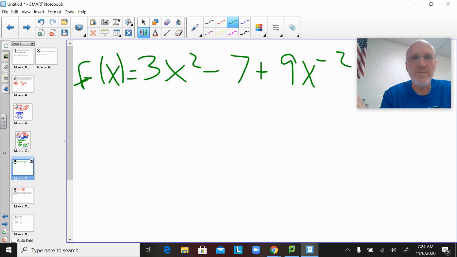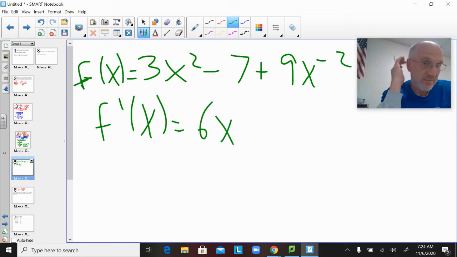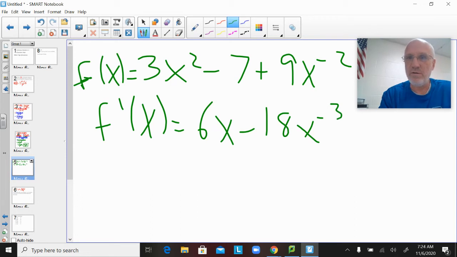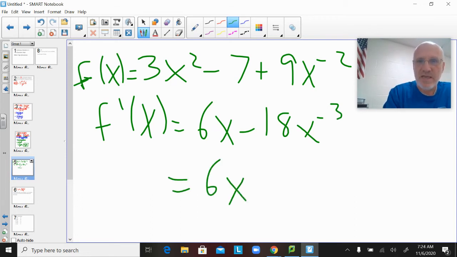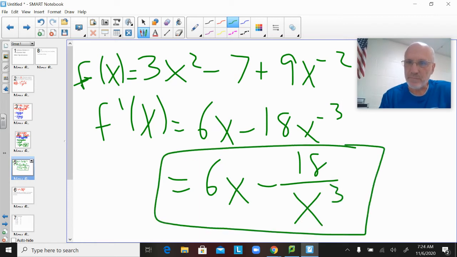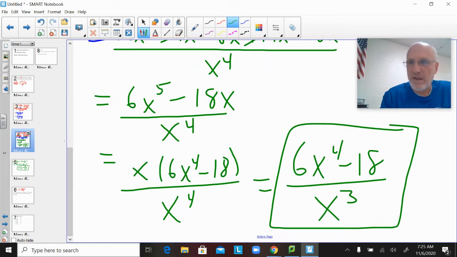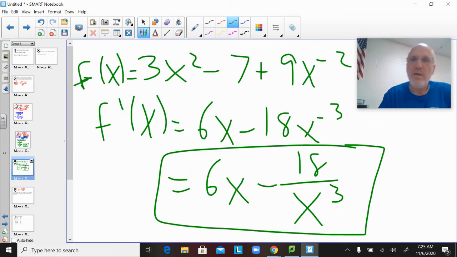The form looked different. So let's take the derivative of this. This is an easy derivative to take. It is 6x, 7 goes away, and I have minus 18x to the negative third, which I could write as 6x minus 18 over x cubed. Notice this form and compare it to this form. If I divide both of those by x to the third, I absolutely get 6x minus 18 over x cubed. So either way is fine.